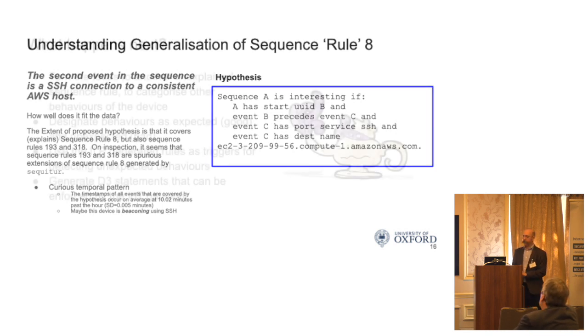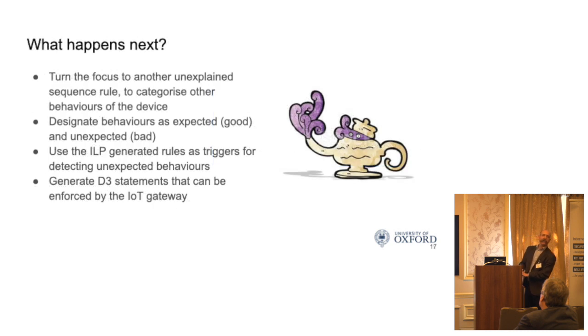What do we do next? The graphic is meant to be a genie being held in the bottle, trying to keep it in the bottle. So what we could do then is turn the focus to another unexplained pattern or rule from the sequence miner and start to extract explanations for that.